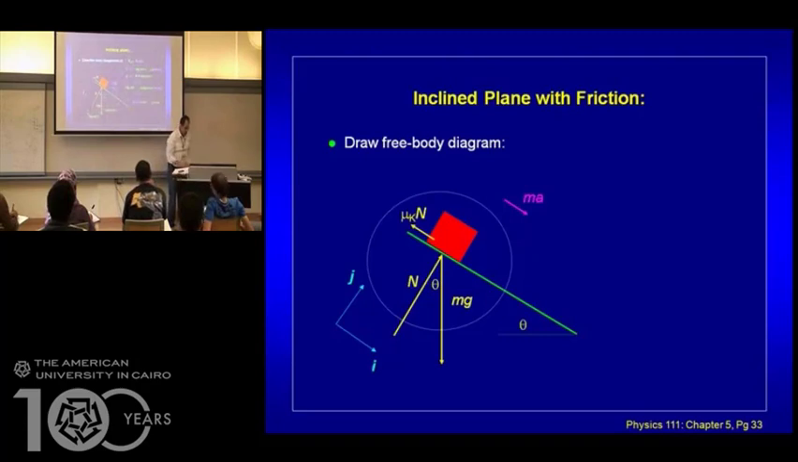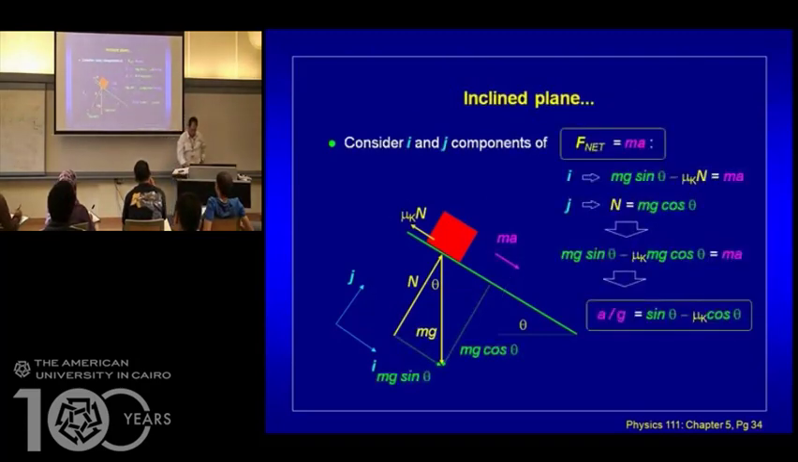And if we do this, this is going to take mg cosine theta along the y-axis, and along the x-axis is mg sine theta. If we apply Newton's second law along the x-axis and equate that to mass times acceleration, and apply Newton's second law along the y-axis and equate that to 0, that's what you get.